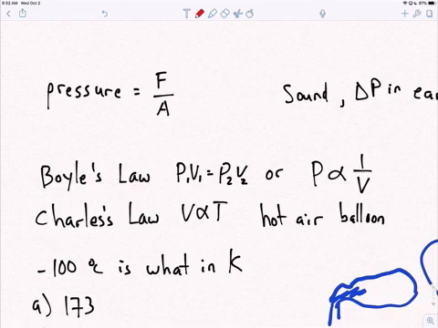So that means if you heat something up, the volume goes up, and if something cools down, the volume shrinks. So if you take a balloon, you blow it up, and you throw it in the freezer, it's going to shrink.